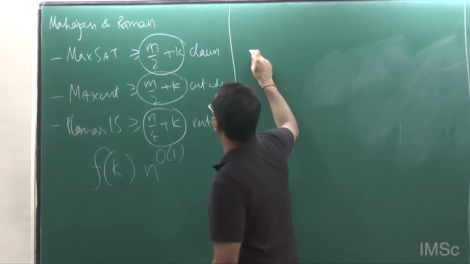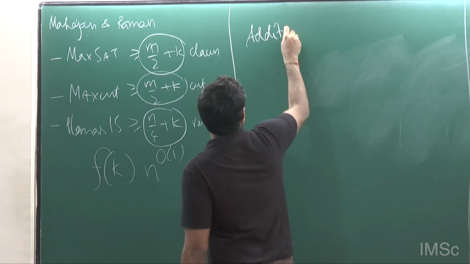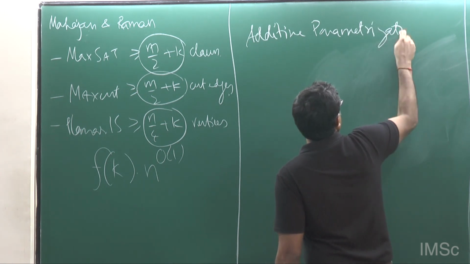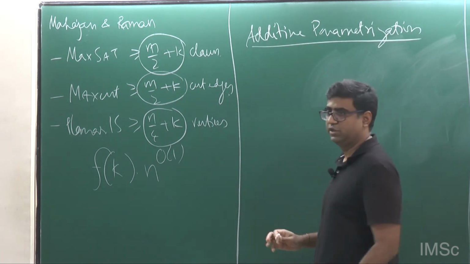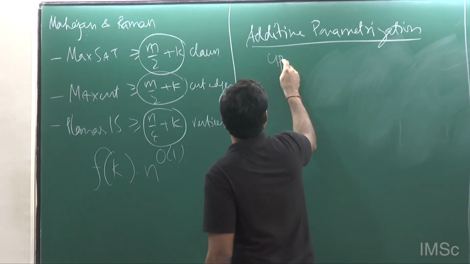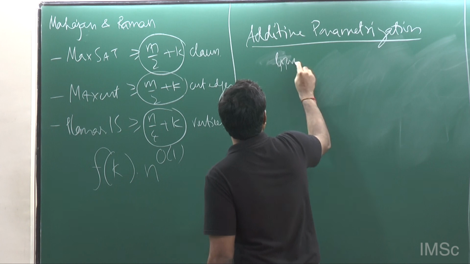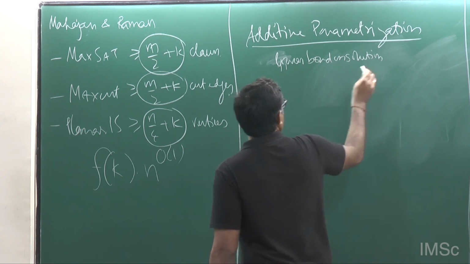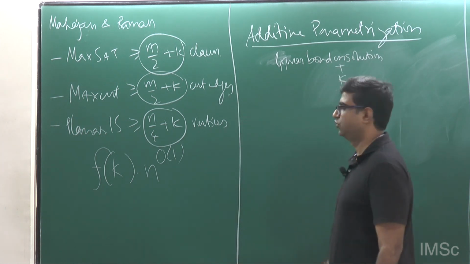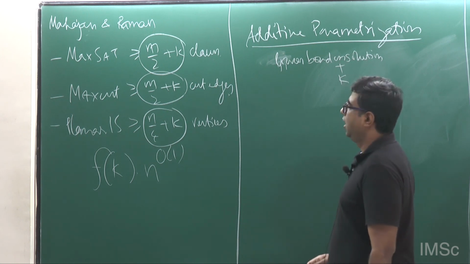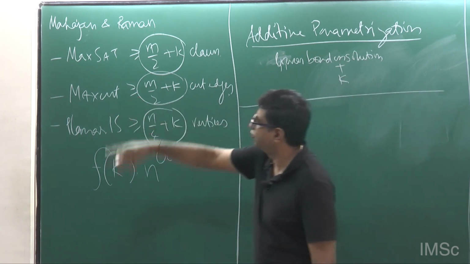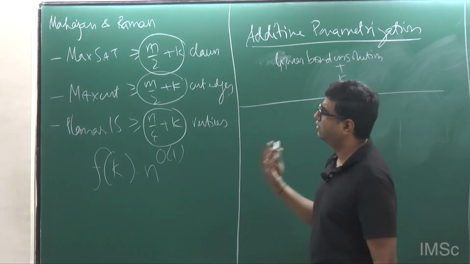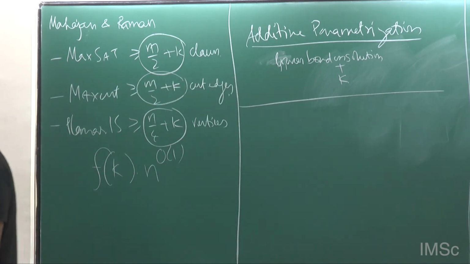So basically, what is the theme of questions which we are asking here? This is what I will call additive parameterization. So what is additive parameterization? I have some lower bound on the solution, and the question I ask is, can I come up with a solution which is of size at least this much bigger, right? Now all these questions are of this nature, except maximum independent set, but if you notice, all these are maximization questions.